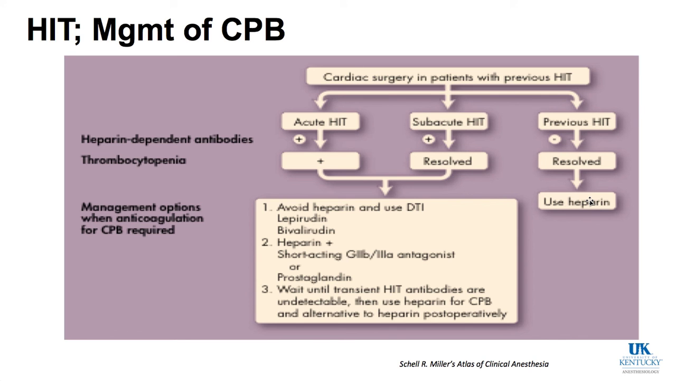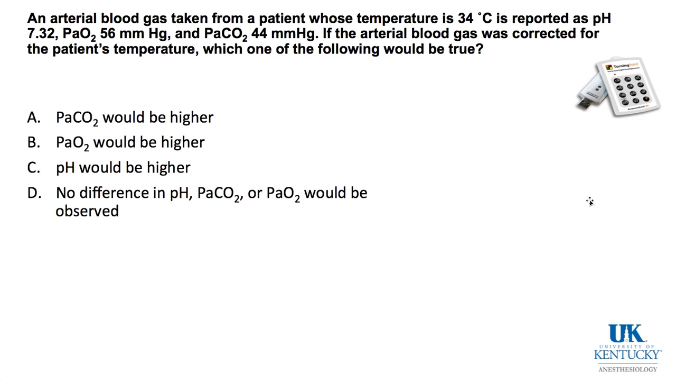And there's other drugs that can be used to inhibit platelet function in the perioperative period and the pericardiopulmonary bypass period. Next question is, an arterial blood gas taken from a patient whose temperature is 34 degrees centigrade is reported as pH 7.32, PaO2 56, and PaCO2 of 44.